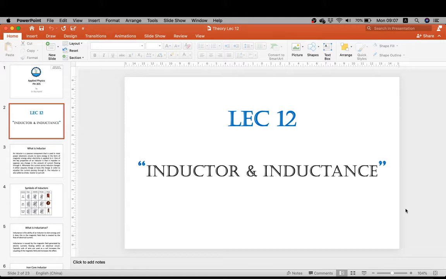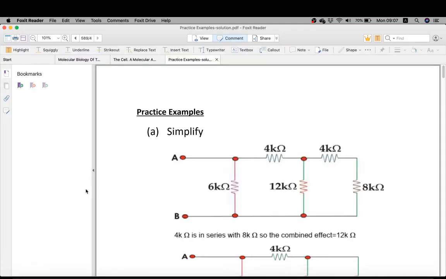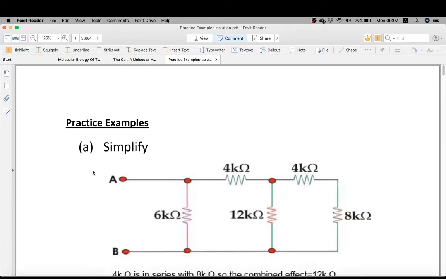But before this lecture, I want to discuss our previous example. Last time in the lecture, I gave you an example to solve. This was that example. Okay, this was the example I gave to you, in which you have to solve these resistors which are in series and parallel.